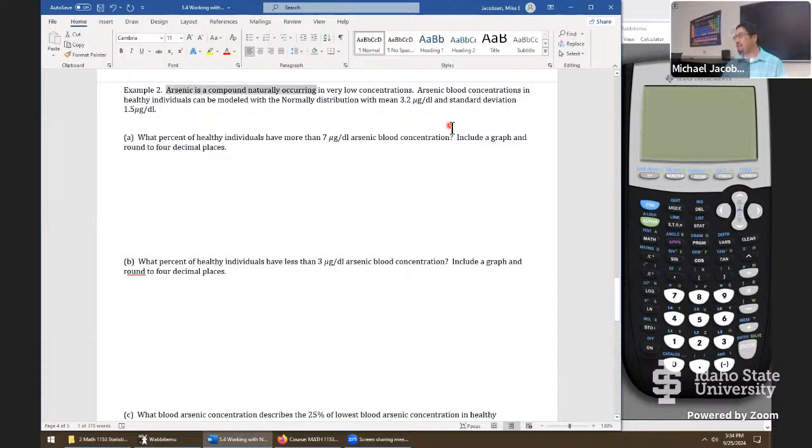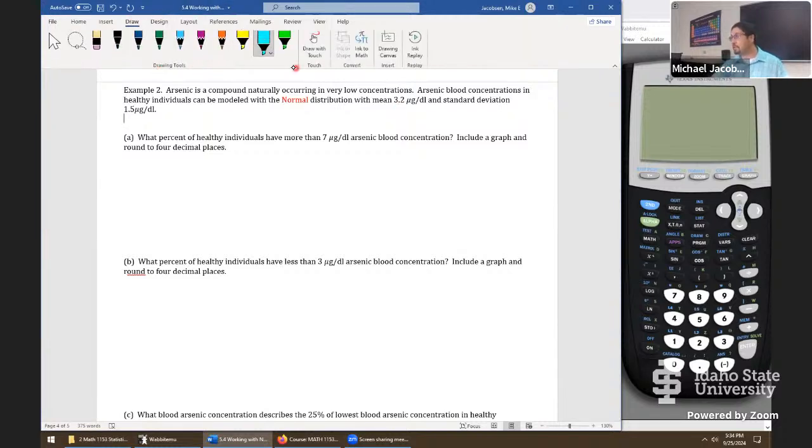It's a problem when it becomes higher in concentrations. And they tell us arsenic blood concentrations in healthy individuals, so not people with arsenic poisoning, can be modeled with a normal distribution. Excuse me, that's a typo right there, more of a grammatical issue, I'd say. That should have said with the normal distribution, having mean 3.2 milligrams per deciliter, standard deviation 1.5 milligrams per deciliter. So that's our write-up so far of the problem.